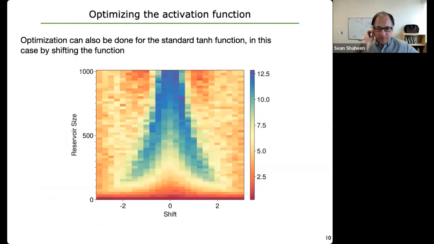We can do that as well for a hyperbolic tangent. In this case, the parameter that we're changing is the position of the hyperbolic tangent along the x-axis of the input of the neuron. And so we're just shifting it, or applying a bias to that hyperbolic tangent. And same deal. So actually with no shift, you can get good performance if you have a very big reservoir, but then you can do pretty well as well for smaller reservoirs if you shift it. In this case, it's symmetric. You could shift it plus or minus some amount and also get good performance. So again, optimize the activation function and you can get away with a much smaller reservoir that maybe is easier to physically implement.